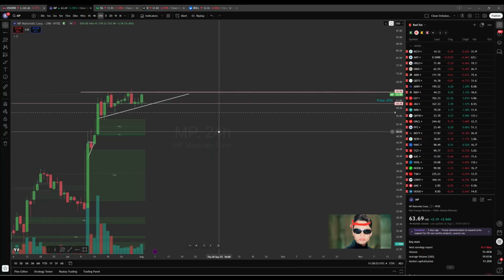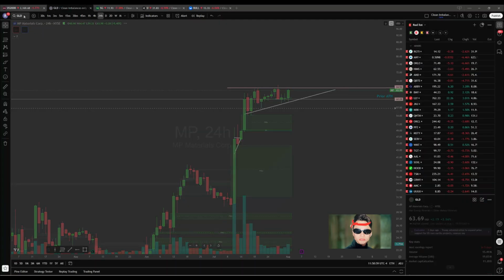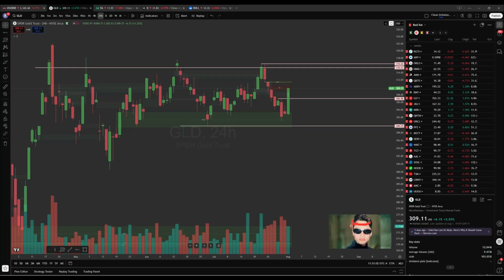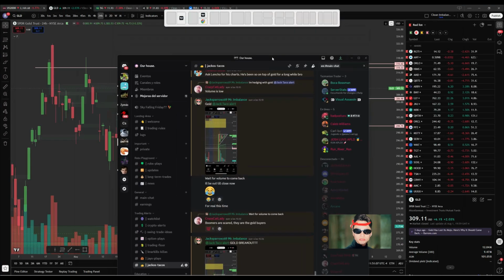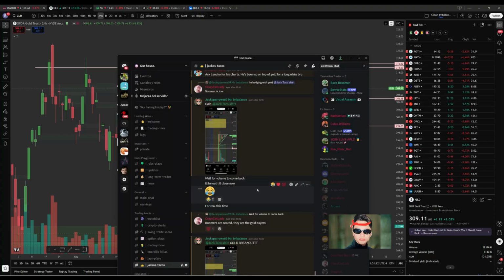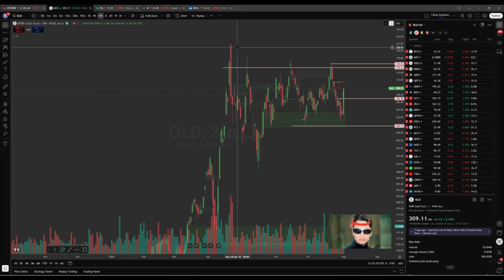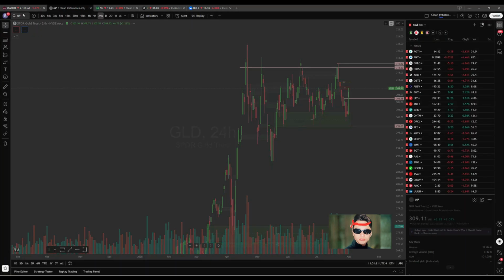So this is the current look. This is an ascending triangle. We also had that look on gold on Friday, which we also took a trade on. Right here, take a look. Gold, I sent the look. I think this is the look right here. Wait for volume to come back, and then gold breakout. So this is the look on MP.